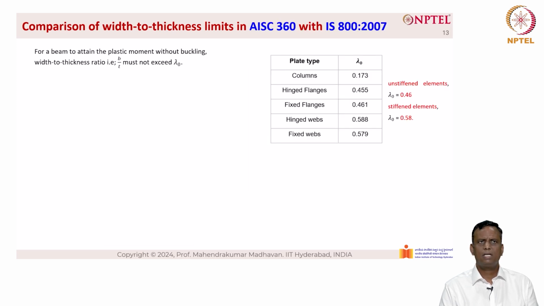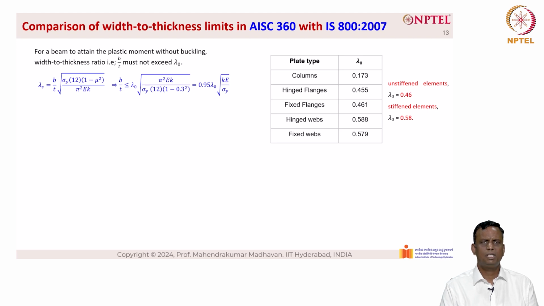Now, let us look at the comparison of width to thickness limits in AISC 360 with IS 800 2007. For a beam to attain the plastic moment without buckling, the width to thickness ratio b by t must not exceed lambda naught. Lambda sub c is given as b by t into root of sigma y into 12 into 1 minus mu square divided by pi square E into K, which we derived in the previous slides. So, we have to ensure that b by t does not exceed lambda naught.